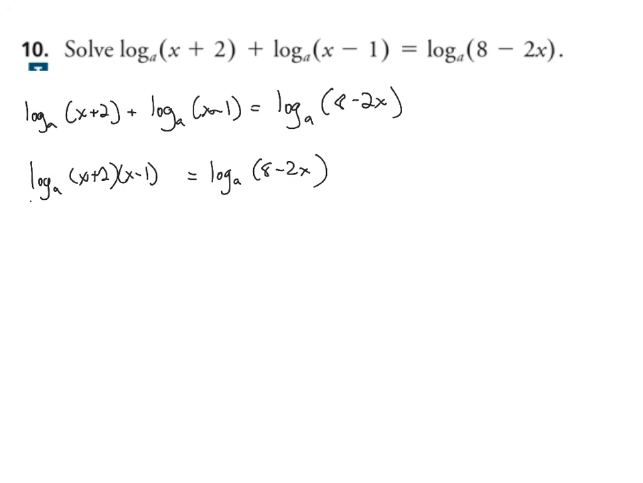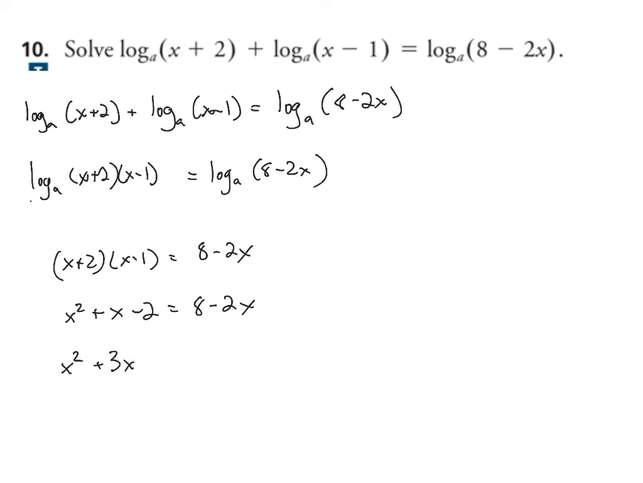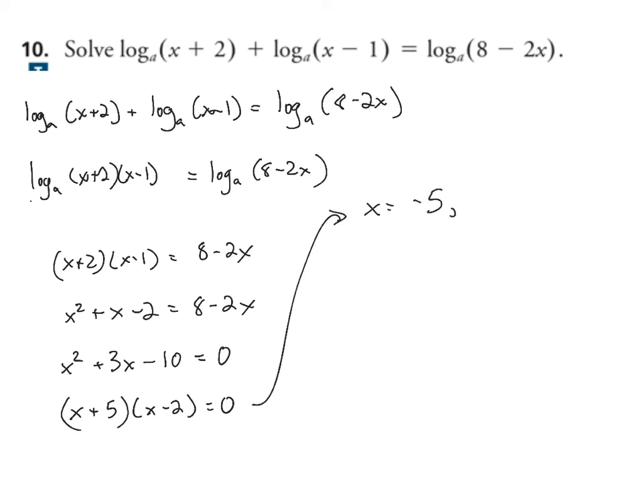Now we've got the log with the base A on both sides, so we could now just say that x plus 2 times x minus 1 equals 8 minus 2x, which means x squared plus 2x minus x, so plus x minus 2 equals 8 minus 2x. Bring everything to the left, x squared plus 3x minus 10 equals 0. And that is x plus 5 and x minus 2 equals 0. Therefore, x equals negative 5 or 2.